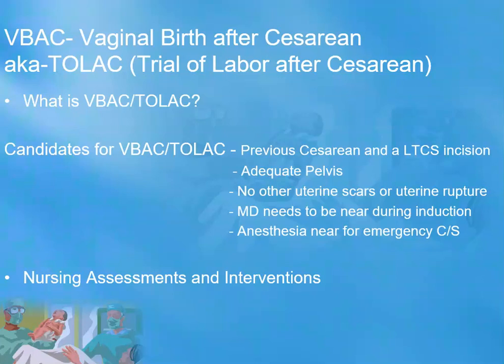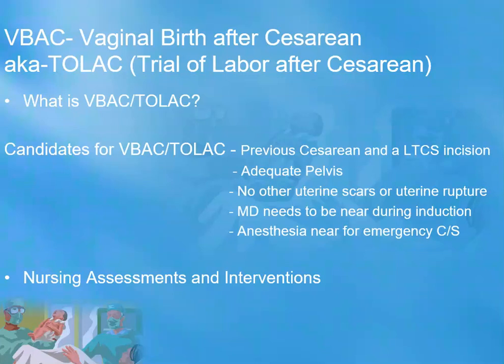So if there is an adequate pelvis size, these are candidates, let's just say that. A previous C-section that has a low transverse incision, low transverse, kind of like that bikini cut. An adequate pelvis. No other uterine scars or uterine ruptures. The doctor needs to be near during this induction, and anesthesia near for an emergency C-section. So there's criteria. You can't just go in and have it done.